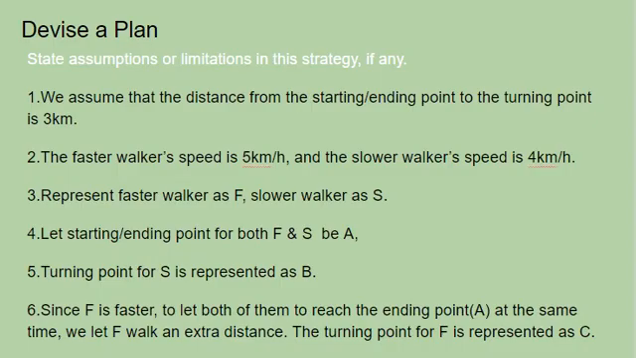This is the assumption in this strategy. We assume that the distance from the starting point and ending point to the turning point is 3 km. The faster walker speed is 5 km per hour and the slower walker speed is 4 km per hour.